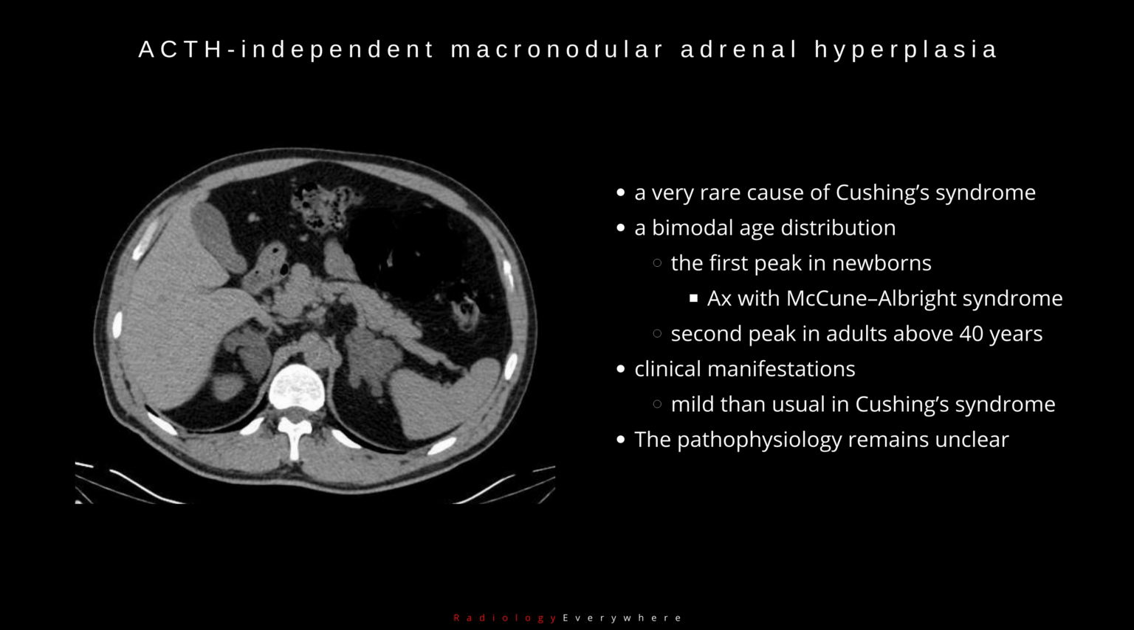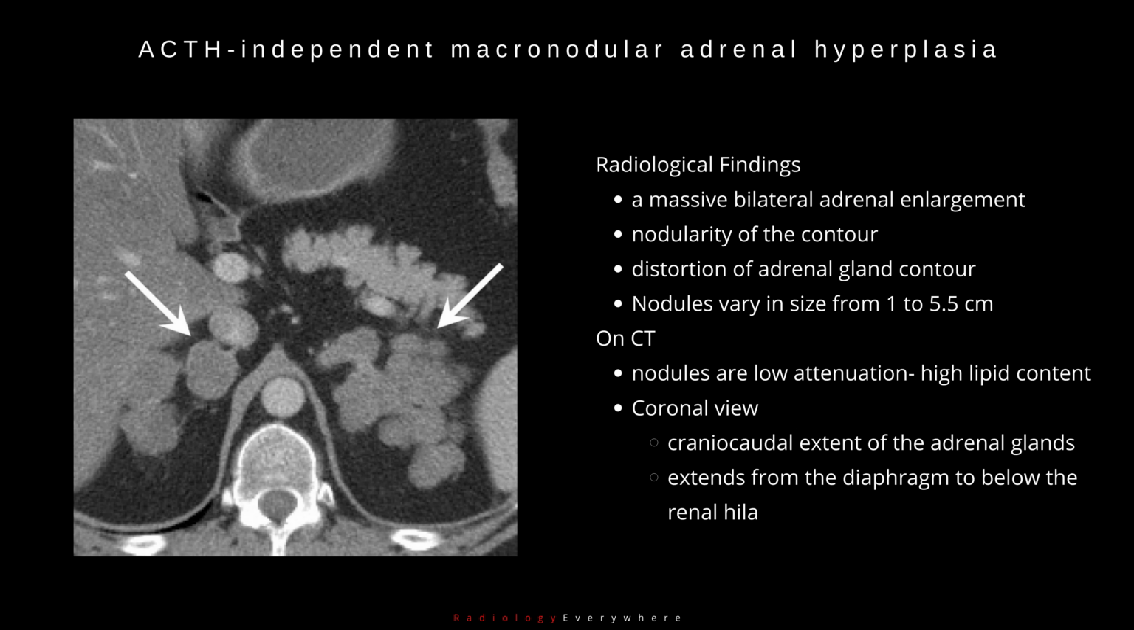The pathophysiology remains unclear. You can find a massive bilateral adrenal enlargement, nodularity, and distortion of adrenal gland contour. Nodules vary in size from 1 to 5.5 centimeters. On CT, nodules are low attenuation in keeping with their high lipid content.